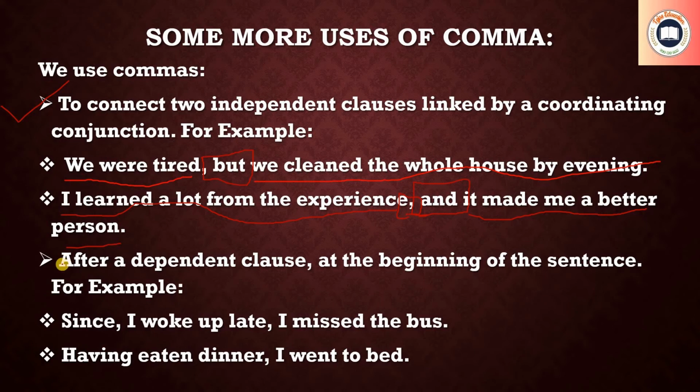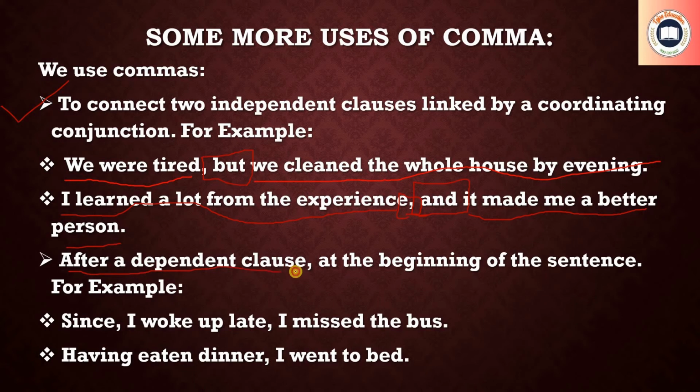Now the next rule. Secondly, after a dependent clause. What is a dependent clause? Independent clause, dependent clause. So independent clause, what is it? Sentences or clauses that make a complete meaning and have a sense by themselves. And the dependent clause is the exact opposite. Such sentences or clauses do not make a complete meaning by themselves and do not have any sense.